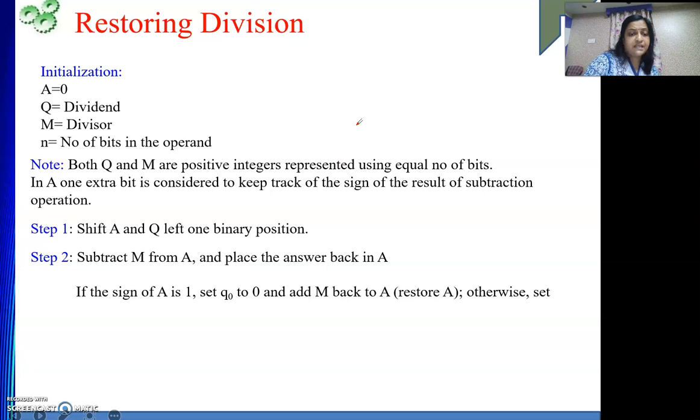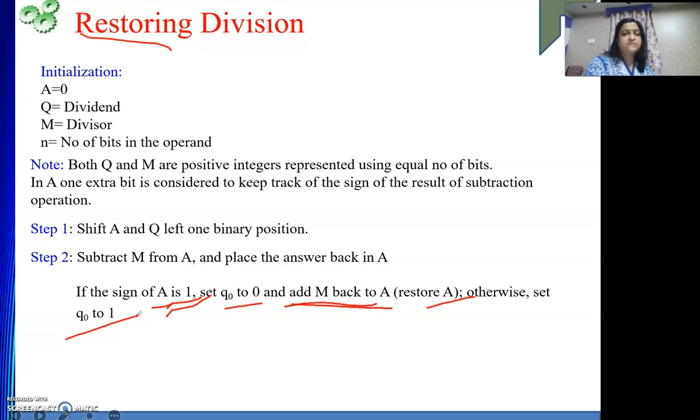So see here, if the sign of A is 1, set Q naught to 0 and add M back to A. Because of this step, the name of the algo is restoring. Whenever we get an unsuccessful result, that means the contribution to my quotient bit is 0, the result was negative and the subtraction was not successful, so we nullify the operation by performing an addition, A plus M. Else, the sign bit of A was 0, so Q naught will be set to 1. Our restoring division algo is similar to what we have seen.